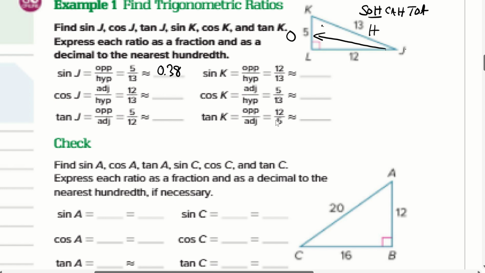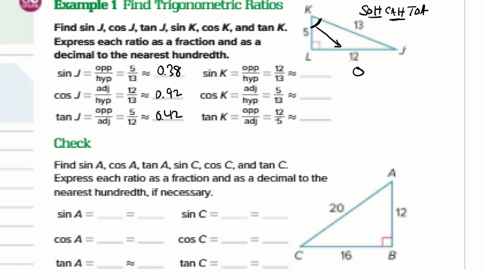Then we have cosine of J. Again, it's adjacent over hypotenuse, so it's 12 over 13, which is equal to 0.92. The tangent of J is opposite, which is 5, over adjacent, which is 12, and that gives us 0.42. Now let's look at angle K. This is angle K, and the opposite of angle K is 12. So this time 12 is the opposite side. The hypotenuse is still 13, and therefore the adjacent has to be 5 by default.